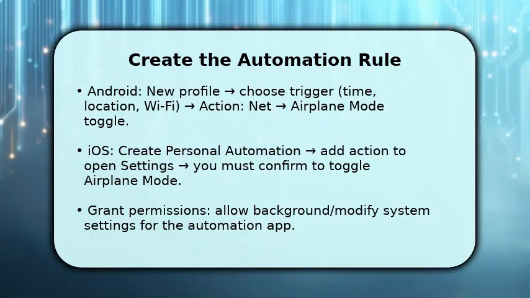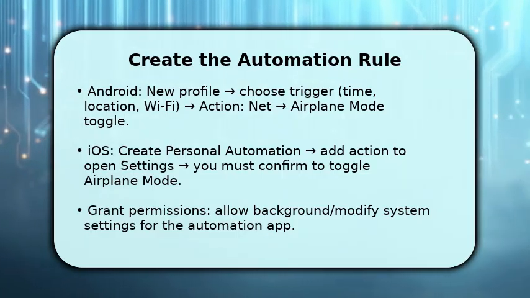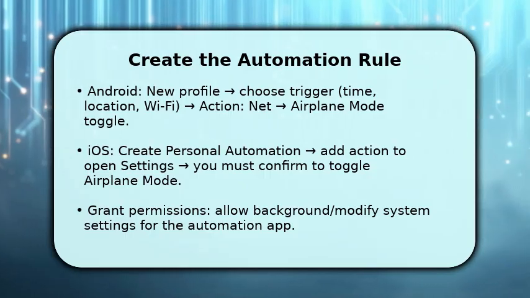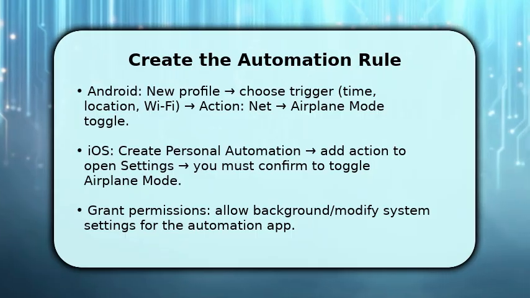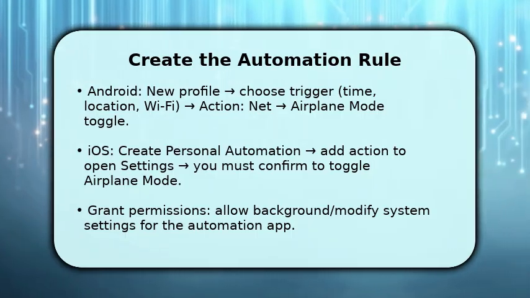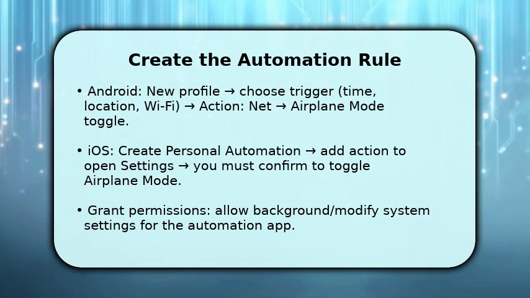On iOS, create a personal automation and add an action that brings up settings or runs a shortcut. Note that iOS will ask you to confirm toggling airplane mode, so it won't be fully silent. Make sure the automation app has any required permissions and battery exclusions, so it can run reliably.